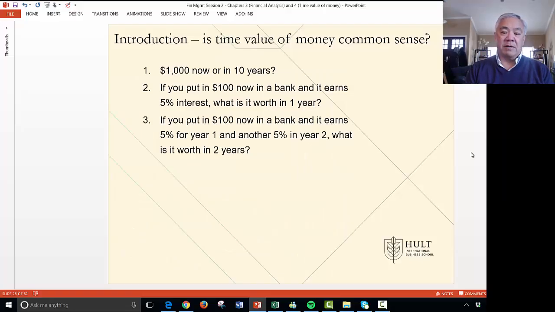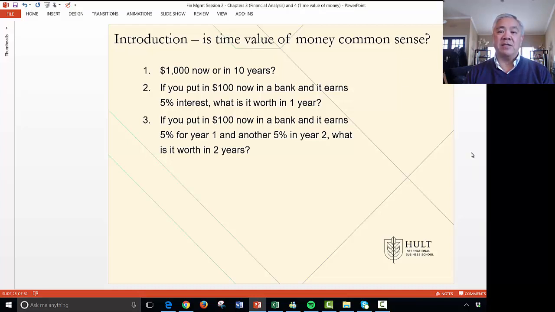All right, so let's start with something very simple. Let's say you have a choice of having $1,000 right now or wait 10 years for $1,000. What would you prefer? I think you all know the answer. The answer is we'll take the money now, right? So your instincts are correct, and that illustrates the time value of money.